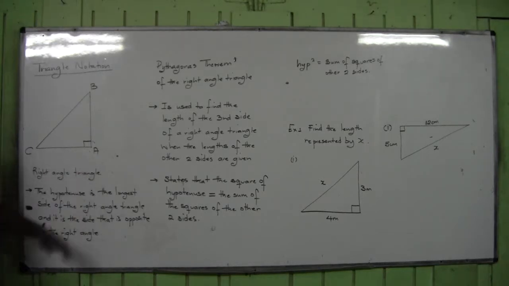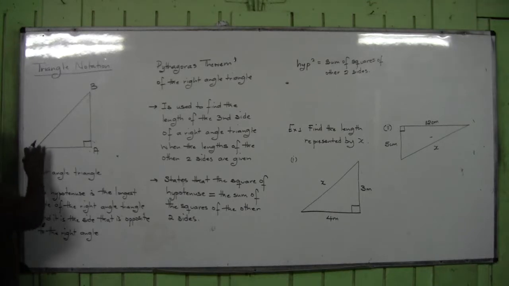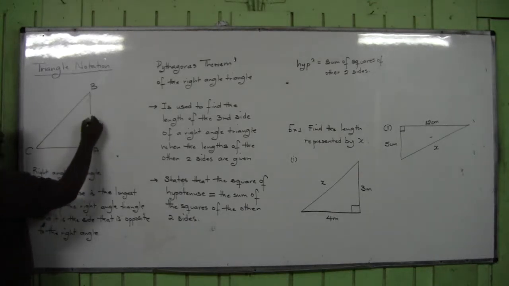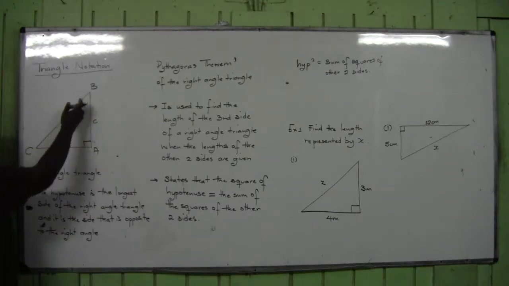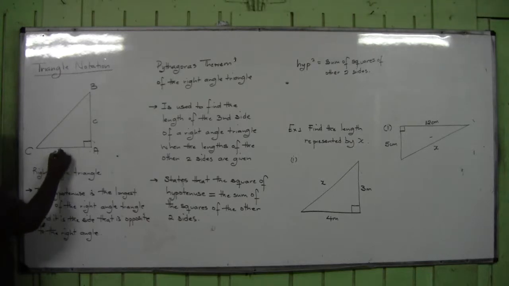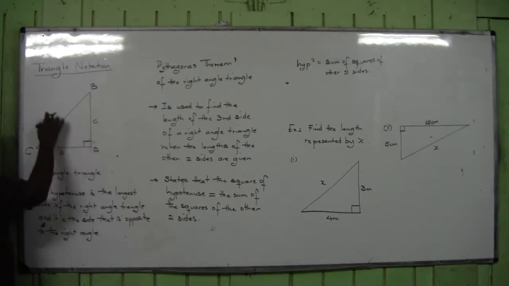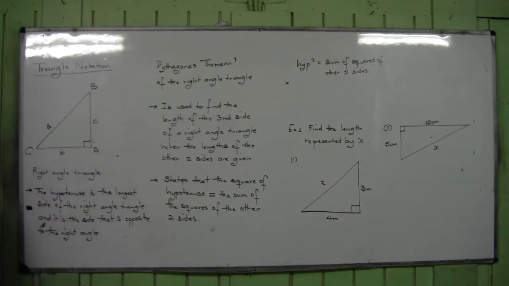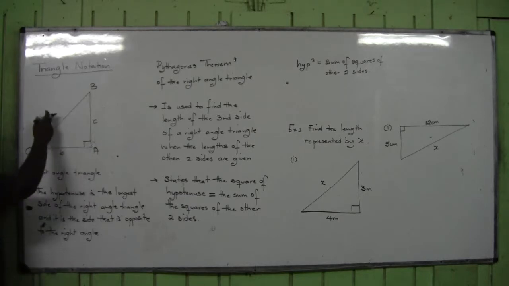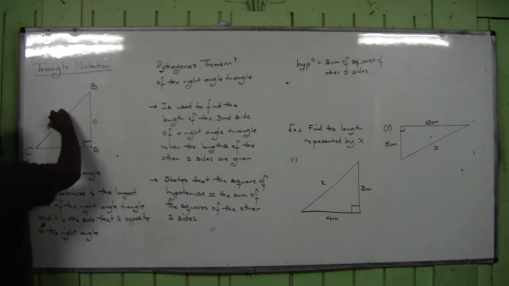So A is the right angle, and this is angle B, and this is angle C. Now, the side that is in front of an angle is labeled with the same letter, but the letter is common. So if this is angle C, the side in front of angle C is the side common C. The side in front of angle B is common B. The side in front of angle A is common A. Ladies and gentlemen, the side that is in front of the right angle is the hypotenuse.